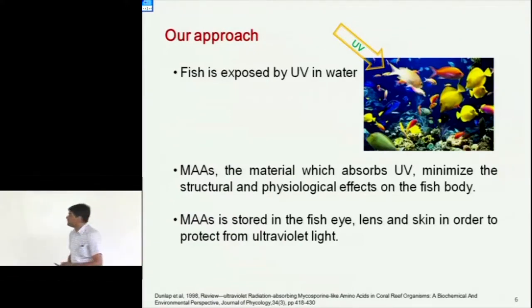Our approach. Fish is exposed to UV in water. UV solar radiation causes, directly or indirectly, damage to tissue in the fish body. So fish develop MAAs, materials which absorb the UV and minimize the structural and physiological effects on the fish body. The MAA is stored in the fish eye, lens, and skin in order to protect from the ultraviolet light.